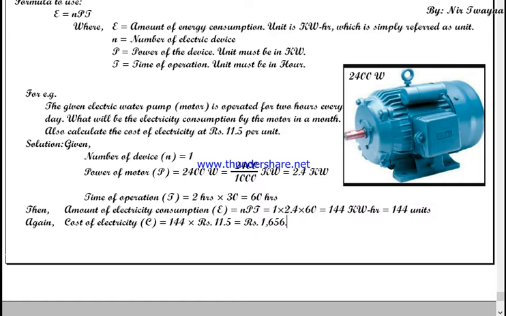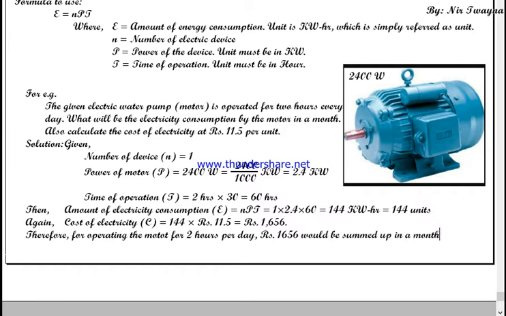This much. Got it or not? Therefore, for operating the motor for 2 hours per day, rupees 1656 would be summed up in a month. Any confusion? Is there any confusion?